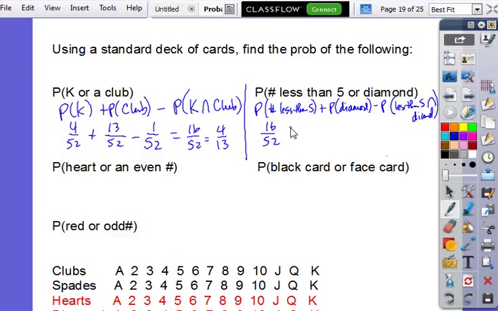Well, how many diamonds do I have? 13 out of 52. Count the diamonds, there's 13 out of 52. Minus those that are less than 5 and diamonds at the same time. 4 out of 52. So if I go to the diamonds and say less than 5 and diamond, it leaves ace through 4. So it would be that. So then I would say 16 plus 13 minus 4 gives me 25 over 52. That doesn't simplify. So I've got my answer.